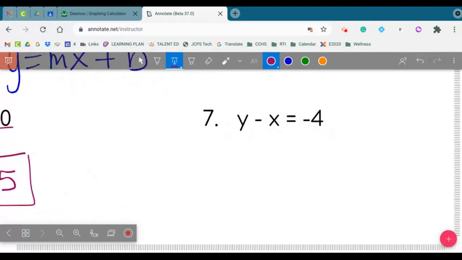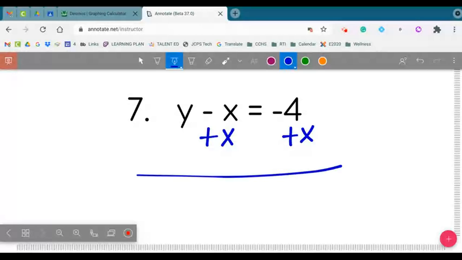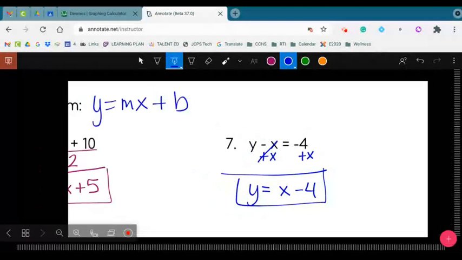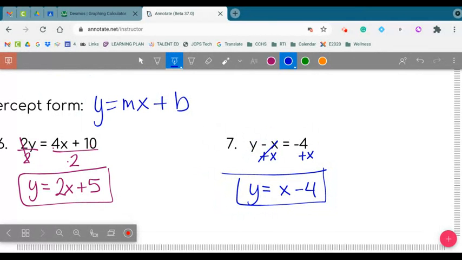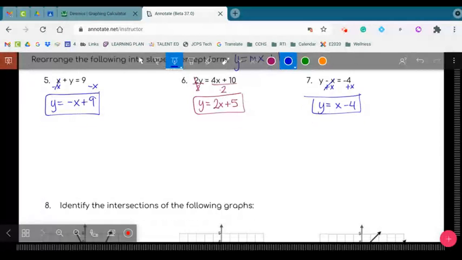Okay, and our last one. We have y minus x equals negative 4. So I need to get this y by itself. To do that, I've got to get rid of this x. I'm going to add x to both sides. You get y equals, and again, you want your x to go first, and then minus 4. You cannot combine x and 4 because they are not like terms. In order to be like terms, that 4 would have to have an x on it. Let me know if you guys have any questions on rearranging. It is also important that you know that, because you'll have to get it into y equals mx plus b in order to graph it.